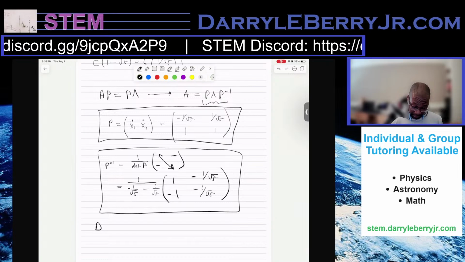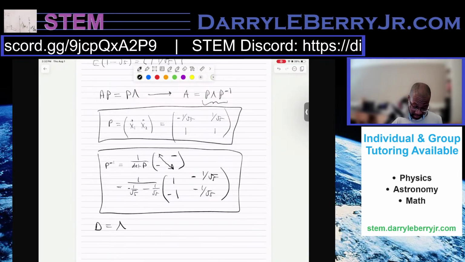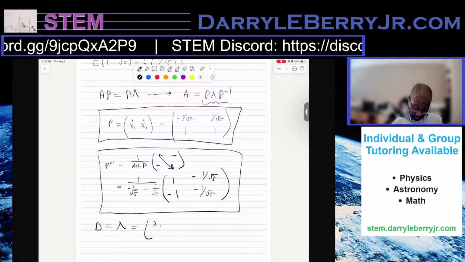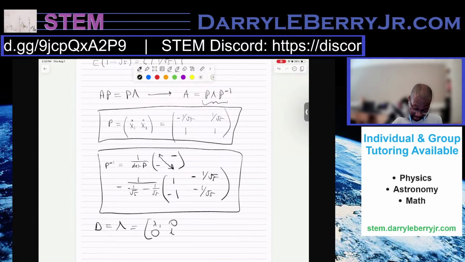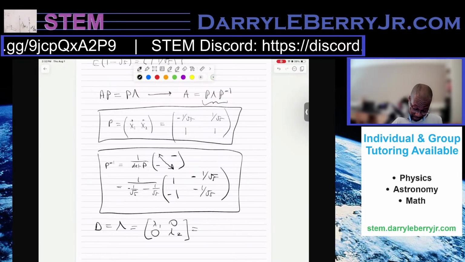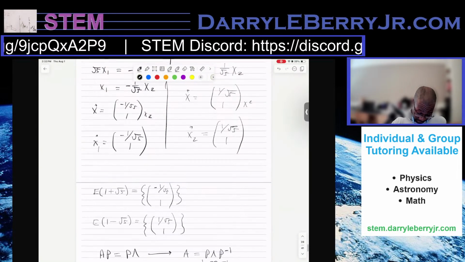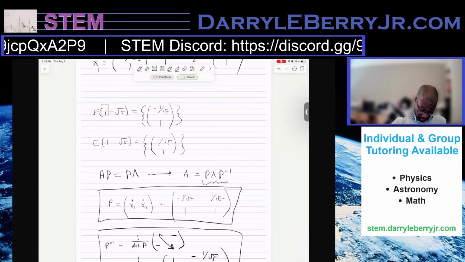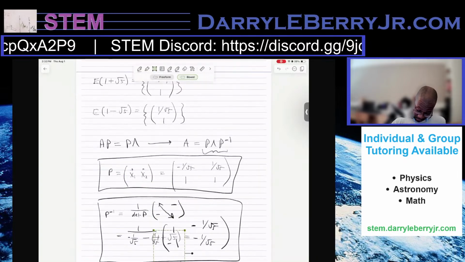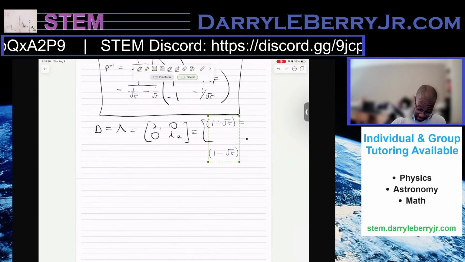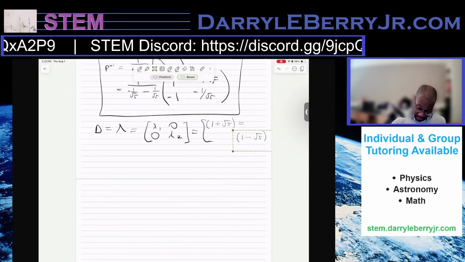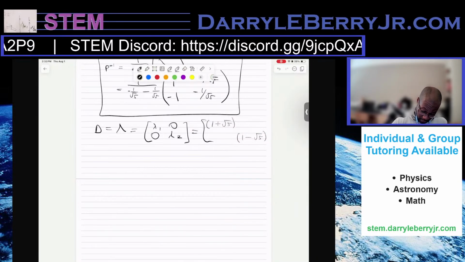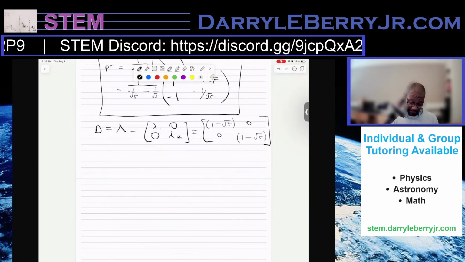That's the diagonal. So the diagonal equals capital lambda, they call that. So that's literally going to be lambda 1, 0, 0, lambda 2. Let's copy this down. All right, so this is literally going to be this, this, 0, 0. So that's that.